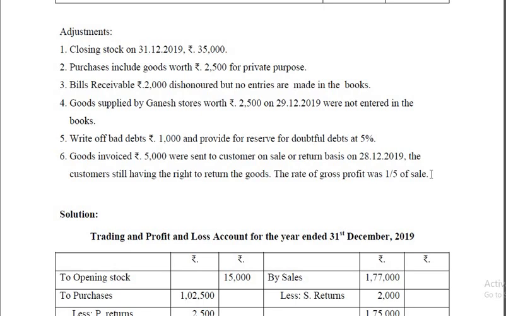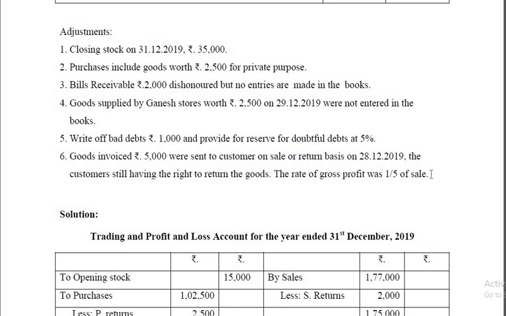Let me repeat. In the trading account, from sales you have to deduct 5000, and in the asset side of the balance sheet you are deducting 5000 from sundry debtors. These goods are not taken as sales, therefore that has to be added to closing stock. When you are adding that to the closing stock, you have to take it at cost price. What is the cost of that?